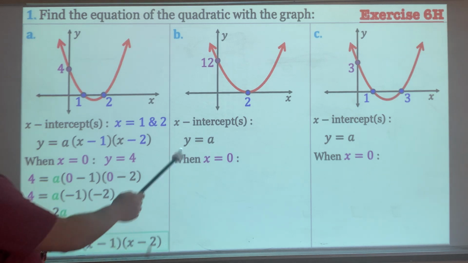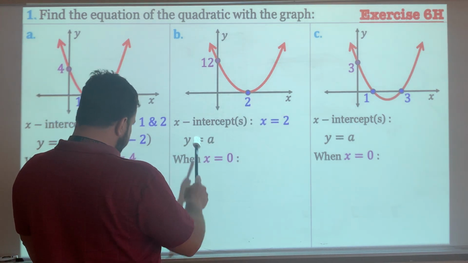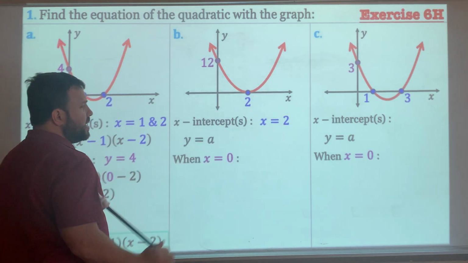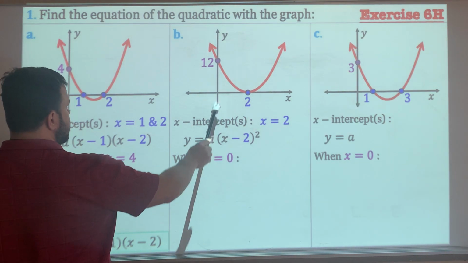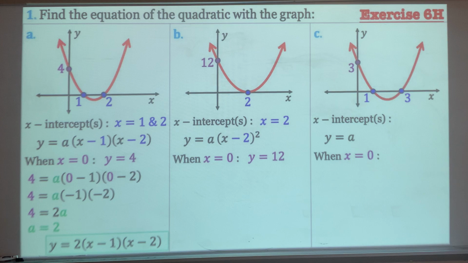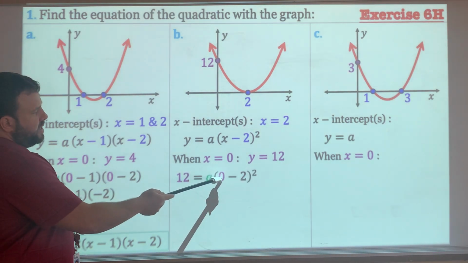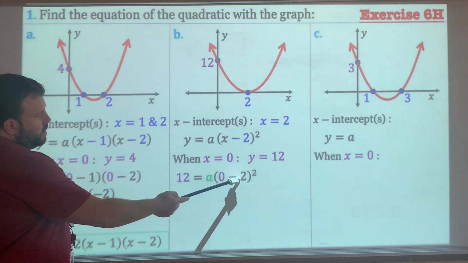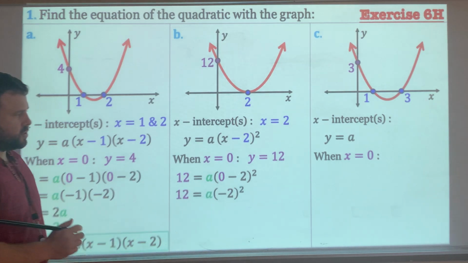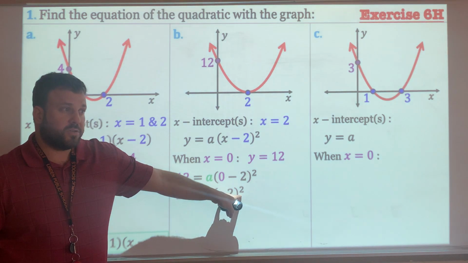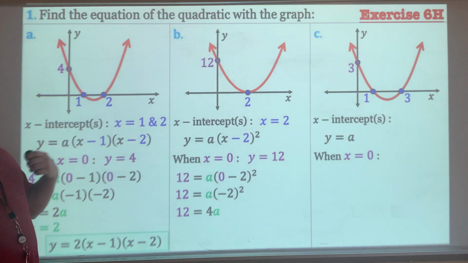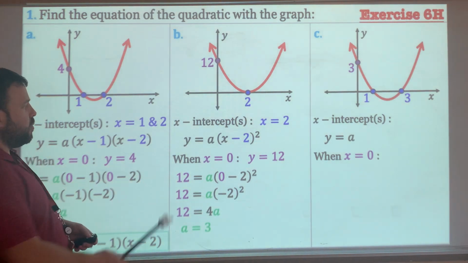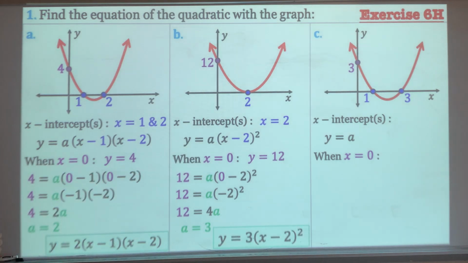All right? X-intercept, well, there's only one. It's at 2. It's going to be y equals a times x minus 2, and don't forget the squared. You're going to plug in 0 when x equals 0, y equals 12. That's your y-intercept. So you have 12 equals a times 0 minus 2 squared. 12 equals a times negative 2 squared. This number inside always turns positive. If you're using a calculator, make sure you put the negative 2 in parentheses. 12 equals 4a. 12 divided by 4, a equals 3. All right, y equals 3 times x minus 2 squared. Awesome.